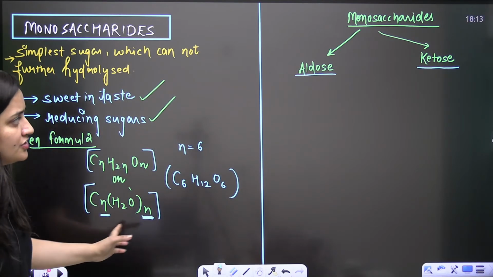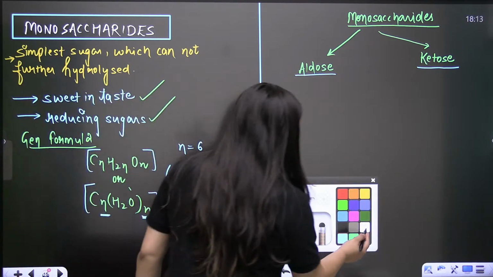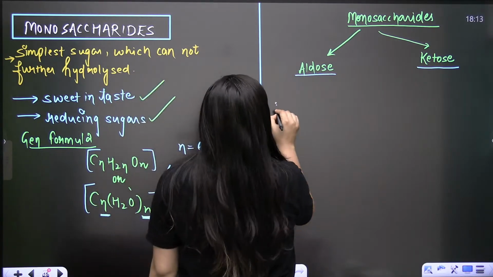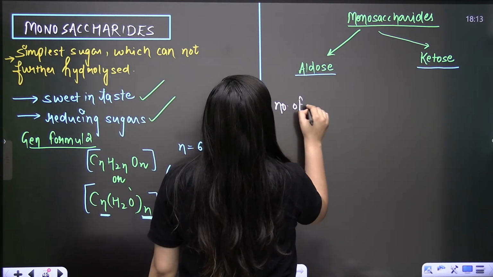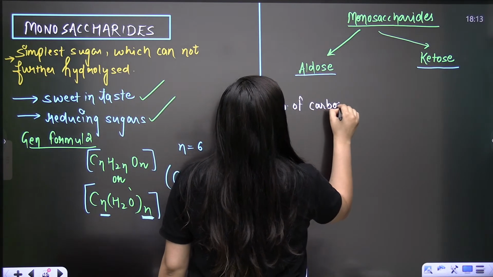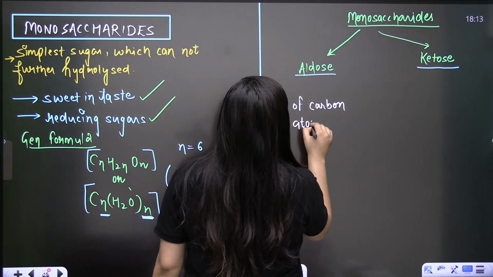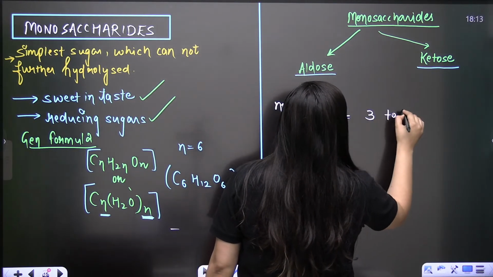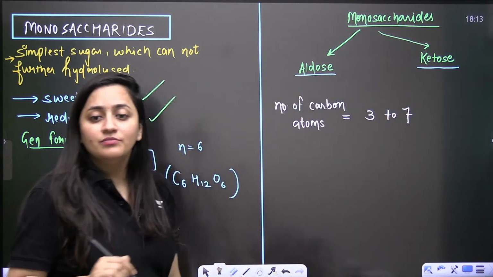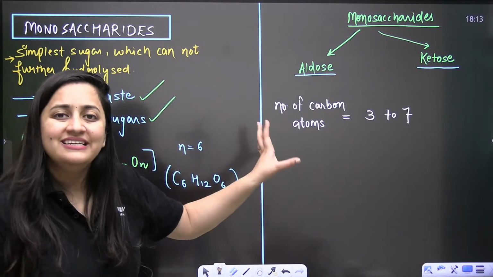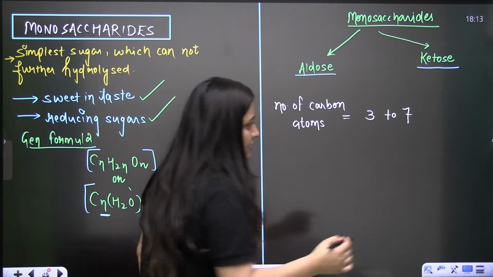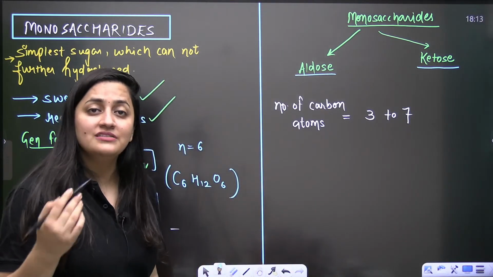No doubt I told you the general formula here. I told you about the aldose and ketose here. But what else do you need to remember? If you talk about the number of carbon atoms in the case of monosaccharides, the number of carbon atoms is from 3 to 7. Now, many times students get confused and say, ma'am, if it is a monosaccharide, then how can you say that the number of carbon is from 3 to 7?